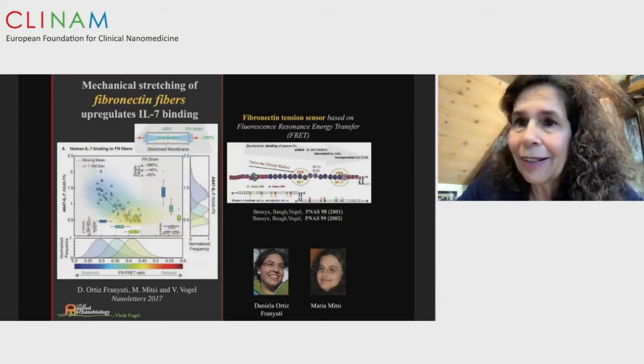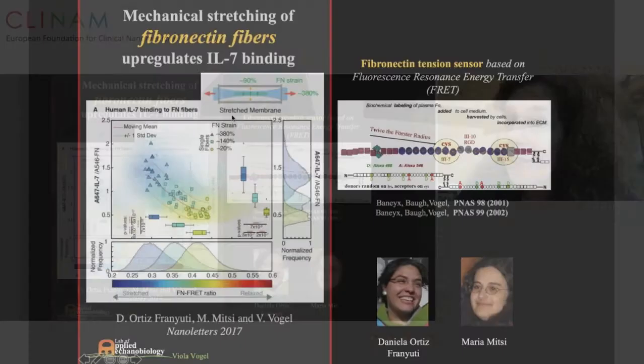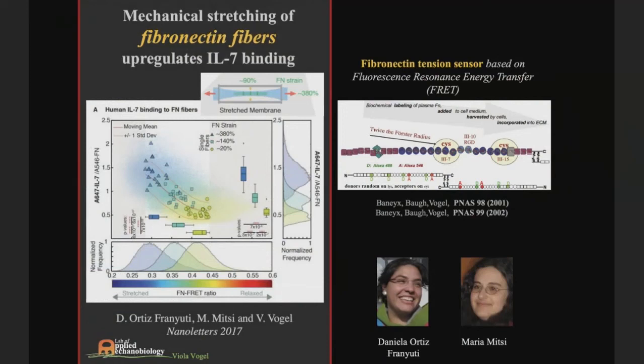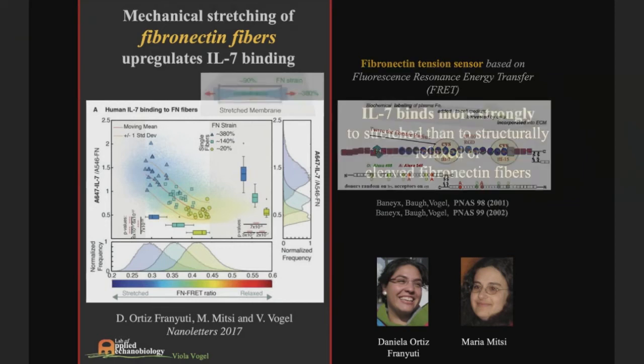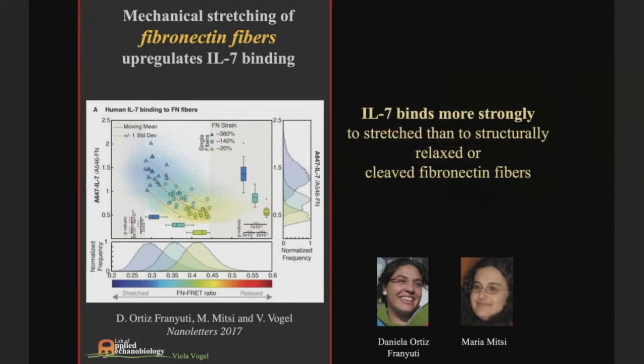How did we do that? We deposited, as you've just seen, these fibers on stretchable substrates. We then added small amounts, trace amounts of our IL-7 probe to the samples. And indeed, as we stretch the fibers, you see an upregulation of IL-7 binding to these fibers. Why is this significant? IL-7 binds more to stretched than to relaxed or enzymatically cleaved fibronectin.